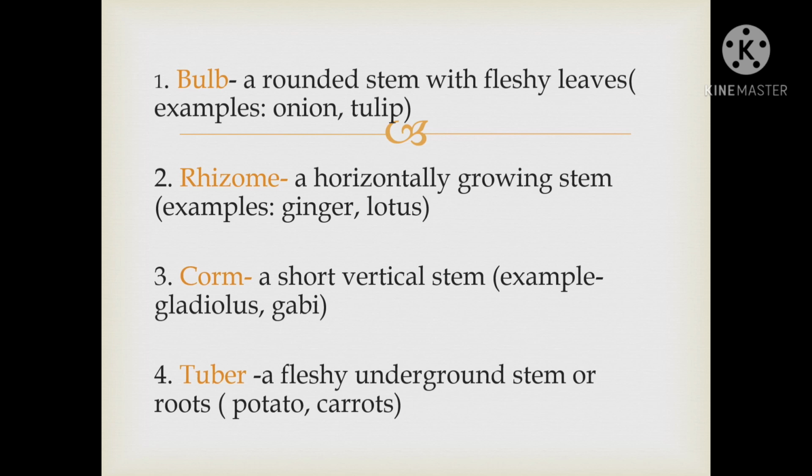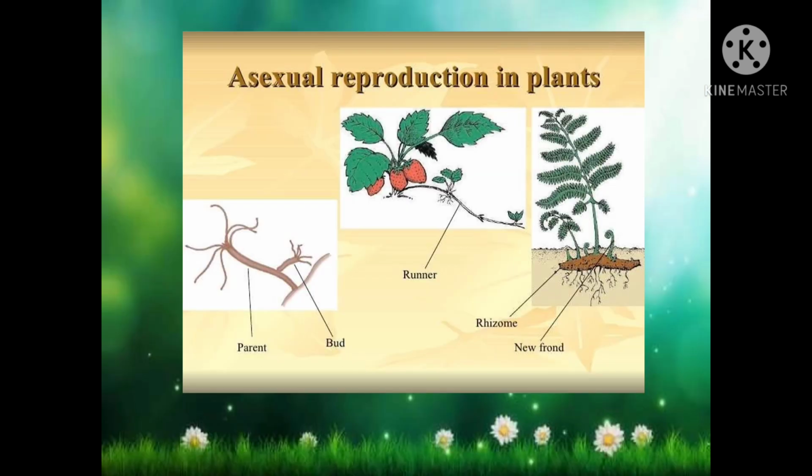Now let's take a look at this example. So asexual reproduction, like in this illustration, shows that the plants are planted using the following. For example, this is the parent plant, then the bud, then the runner, the rhizome, and the new plant. So you can identify how these plants are planted using the parent plant.